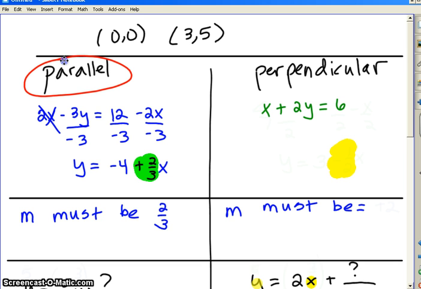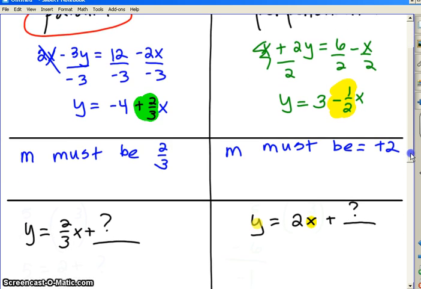Let's go back over here to the perpendicular equation. If we're going to write an equation perpendicular to x plus 2y equals 6, when we solve for y, subtract the x and divide by 2. That's going to give us the equation y equals 3 minus 1/2 x, which our slope is -1/2. Well, to be perpendicular to -1/2, we must be positive, the opposite of negative, and the reciprocal. So the slope is going to have to be positive 2. Let's put all that together.